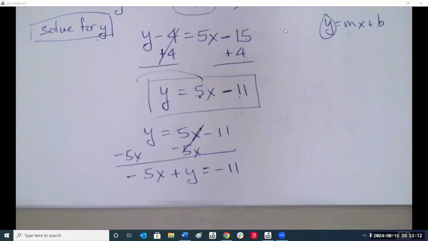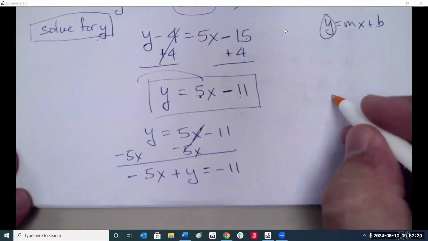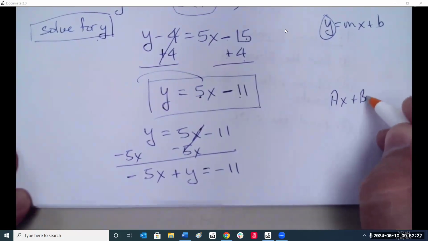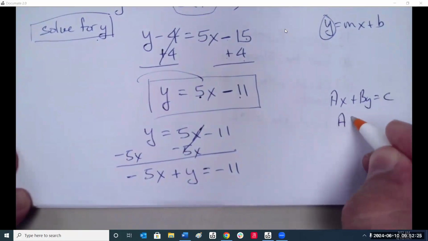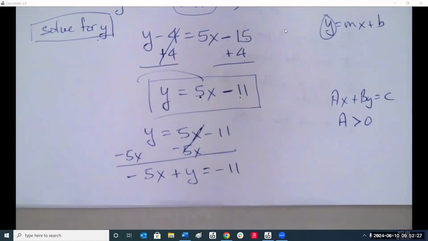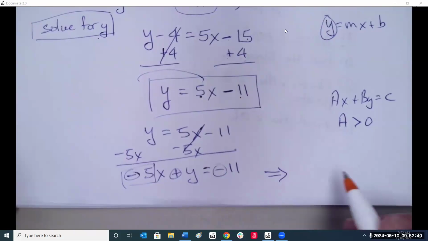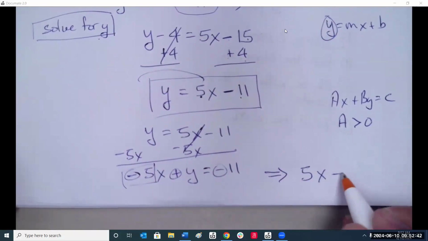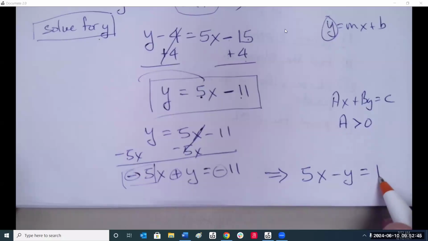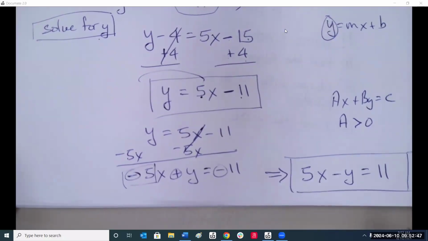Is it in standard form? No. Look at the conditions. You have to have A has to be positive. Since A is negative, A is this first, whatever's in front of the X, that's A. Because it's negative, change all their signs. So we get positive 5x minus y equals positive 11. Now it's in standard form.